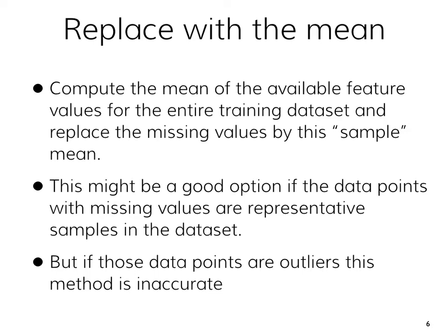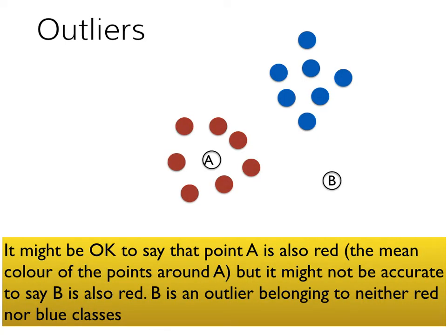We can replace the missing values by the mean value of the data set. That might be a good guess, because if your data is, for example, normally distributed, then the mean will have the highest probability. The chances are the data point that you missed was around the mean in the distribution. But if the missing data point is actually an outlier and far away from the mean, then if you replace it by the mean, you will clearly be introducing some noise to the data set. So this is an example of an outlier where you can replace A by the mean of the reds, so that will work fine.